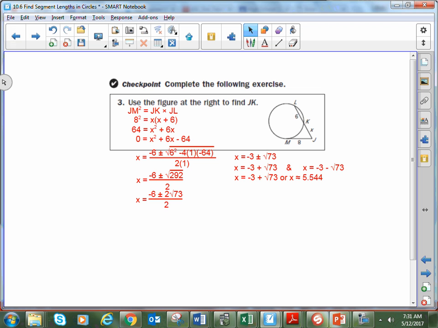There's my work. So we started off by saying the external segment multiplied by the whole thing. So we set this one up to be JM squared equals JK times JL. Substituting the values, we get 64, or 8 squared, is equal to x plus 6. Simplify the expressions, distribute on the right, square on the left, and we wind up with another scenario where we have to use the quadratic formula.